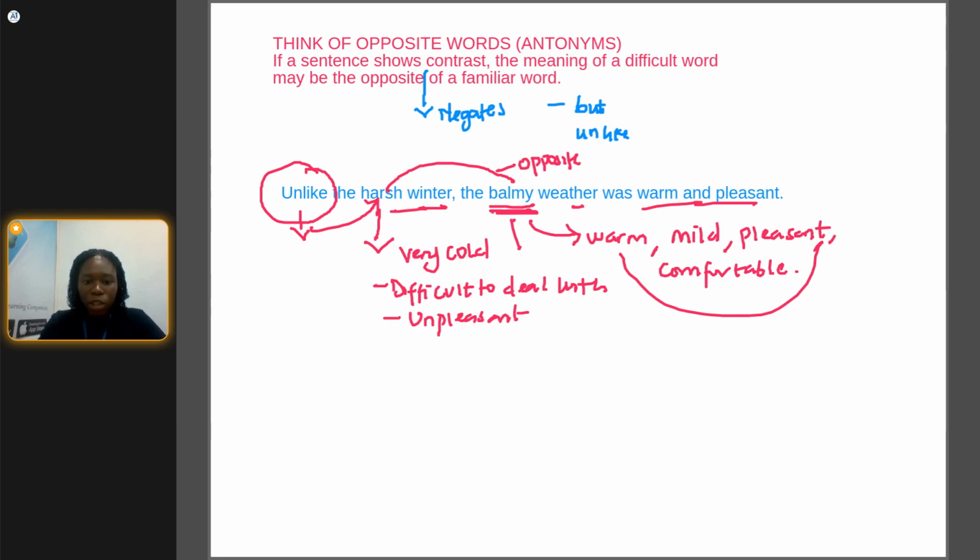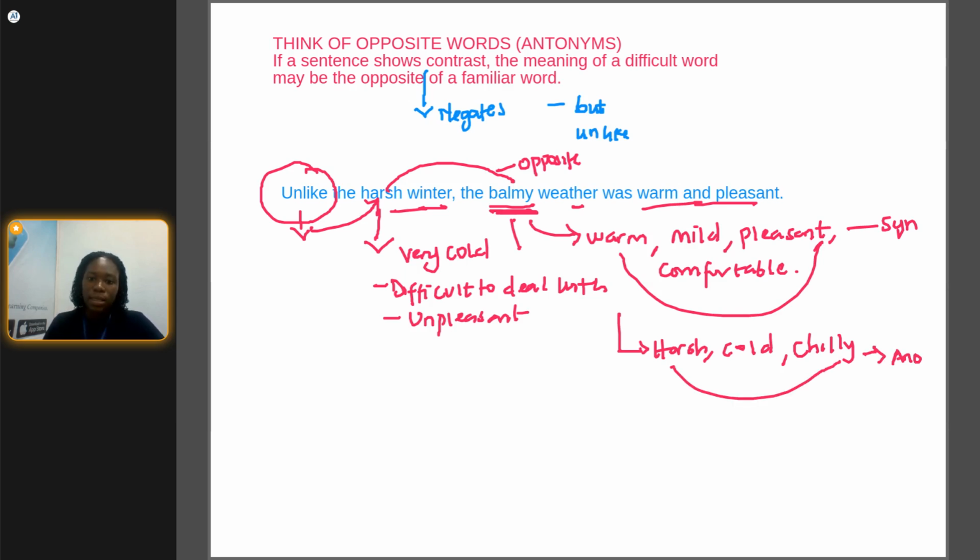So you could have ash, you could have cold, you could have chilly. Okay, so for antonyms, you could have ash, you could have cold, you could have chilly. So if you find any of these words as part of your options, you already know that this is the antonym of the word balmy. Right. So this is the last point under the five that we mentioned.